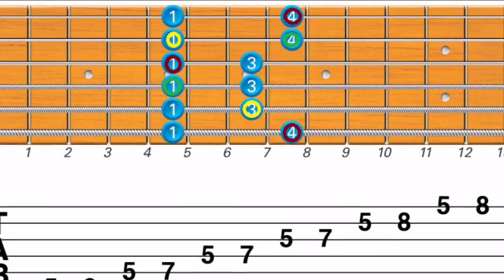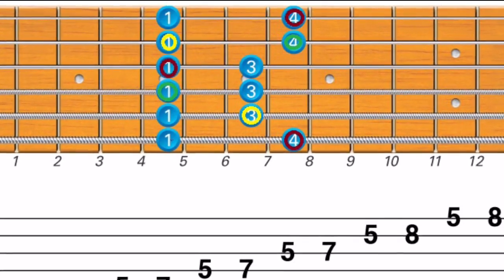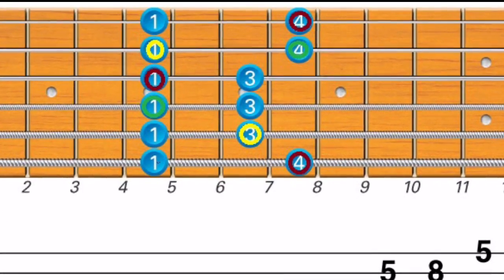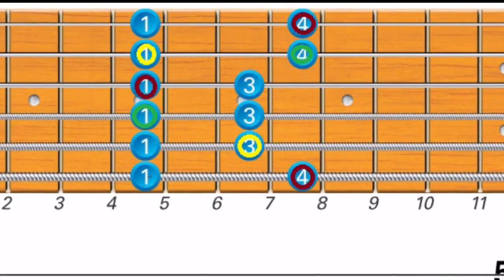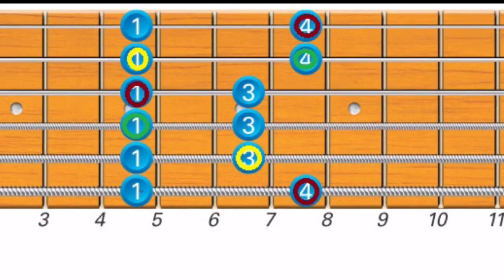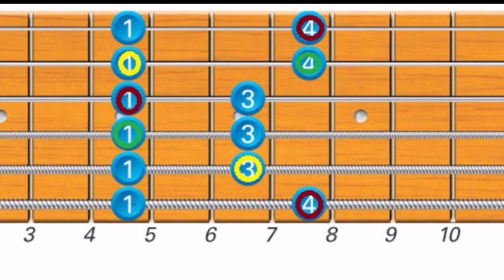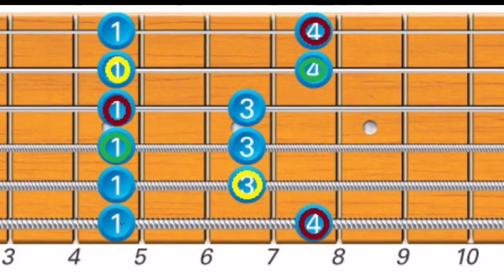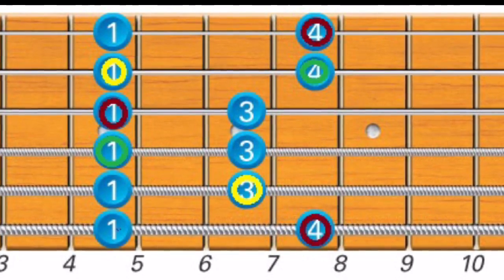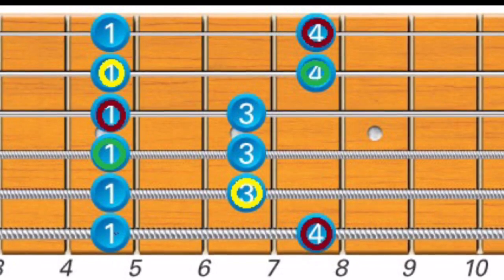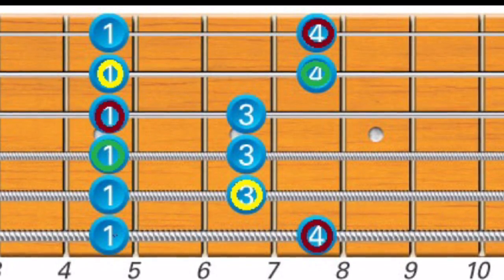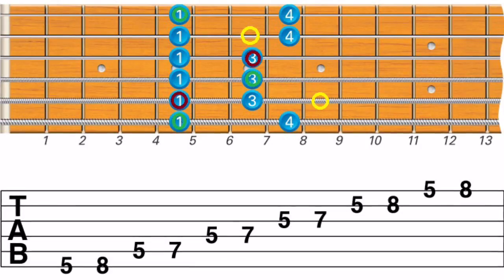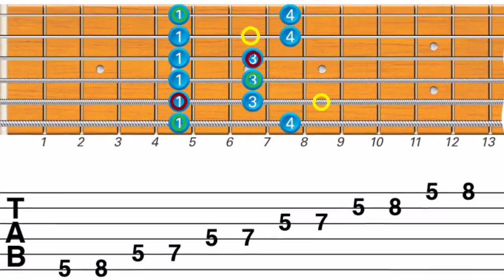That has a root C, is now the root of the chord. E is the third of the chord, and G is the fifth. Again, all the notes are in the pentatonic minor scale. That's the root. That's the third. And that's the fifth. The next chord in the progression is D major.